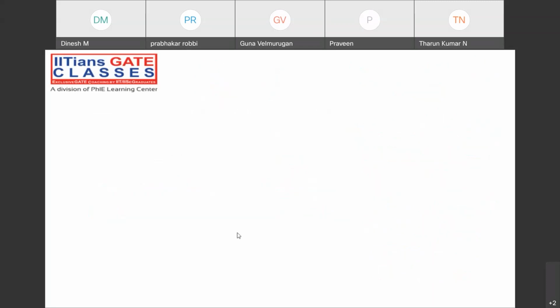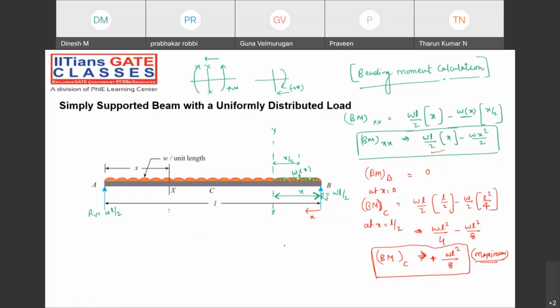Perfect. Sorry. What is the bending moment? Now try to calculate the bending moment exactly at point A. Even though it is a hinge support, that will be 0, but if you don't believe it, you can check it out. At x equal to L, calculate W into L by 2 into L minus W into L square by 2. So both will cancel out, it's a 0 value.